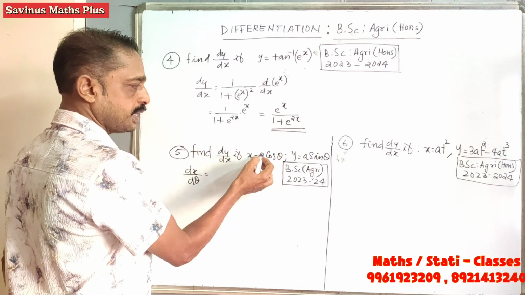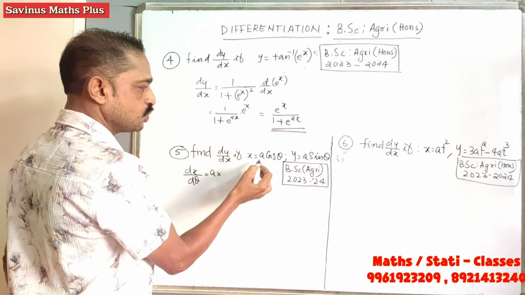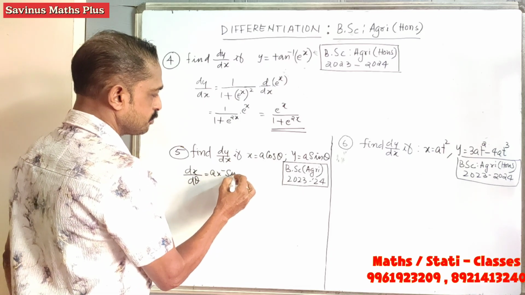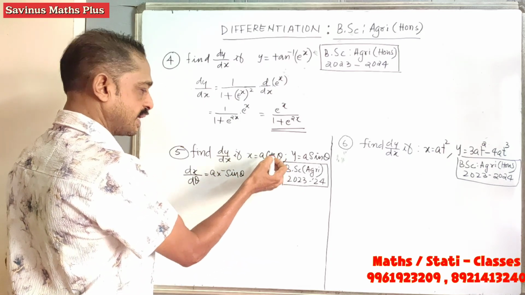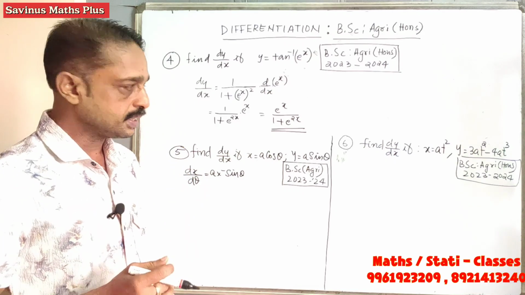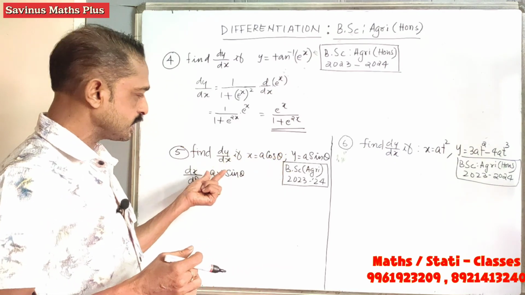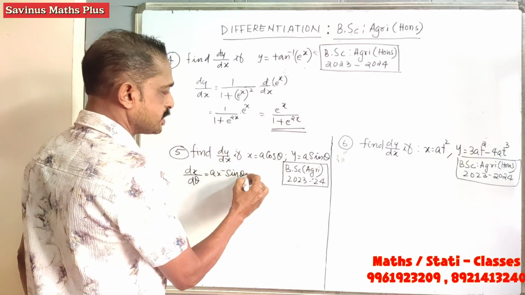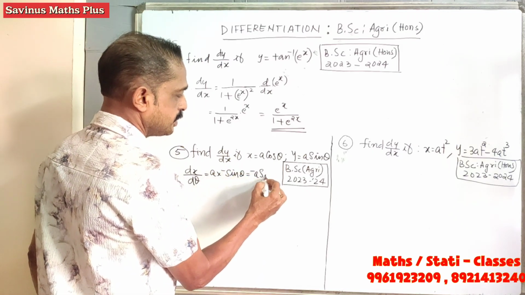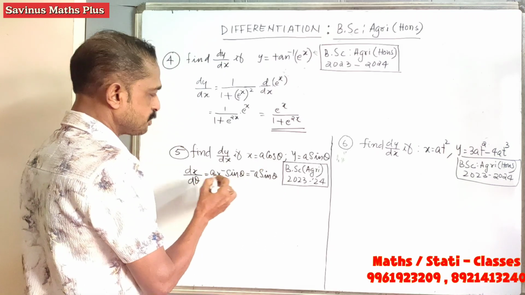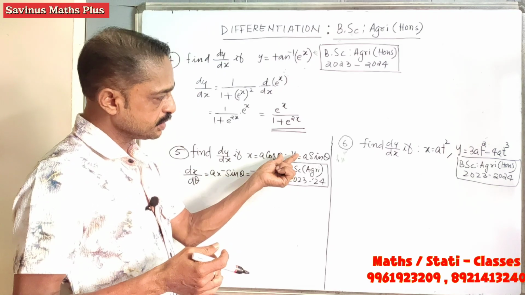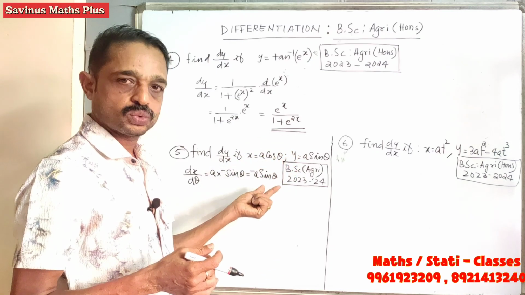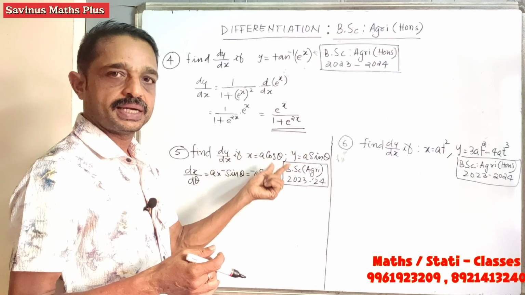So dx by d theta: a is constant, a into the derivative of cos theta with respect to theta. Derivative of cos theta is minus sin theta. Derivative of cos x with respect to x is minus sin x. Derivative of cos theta with respect to theta is minus sin theta. Here the variable is theta. So a into minus sin theta is minus a sin theta. So dx by d theta is minus a sin theta. So y is equal to a sin theta. Here also we can differentiate y with respect to theta, or we can find out dy by d theta.